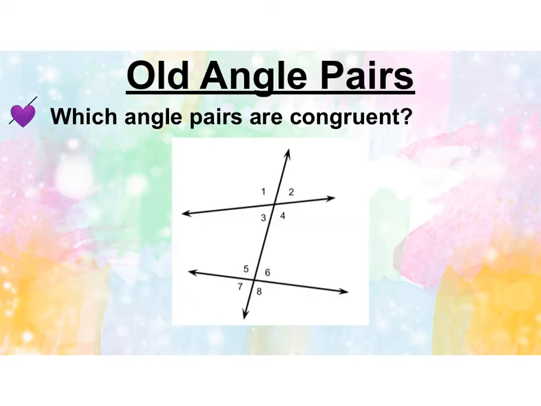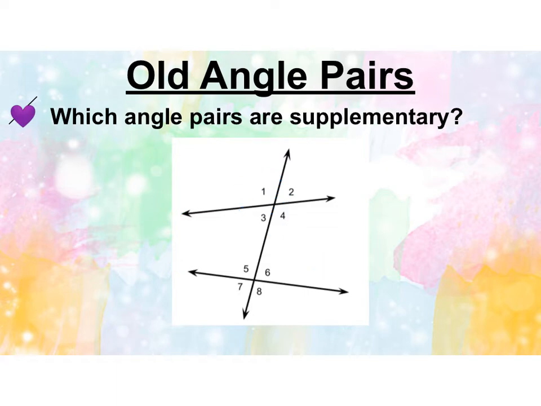Let's go over some old angle pairs and talk about which ones are congruent. So if I look around this point, we'll go with line A, B, and C again. Angle 2 is congruent to angle 3 because of vertical. Angle 1 is congruent to angle 4 because of vertical. And we could do the same around that point.